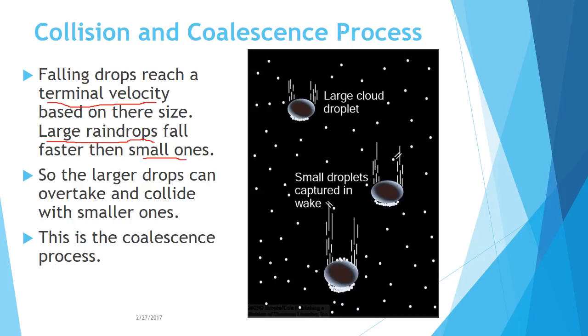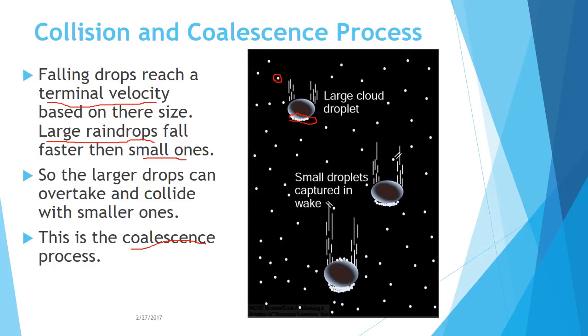So larger droplets fall faster than smaller ones. You see over here, this larger droplet will be falling faster, and it will catch up and pass some of these cloud droplets here. As it does that, it gathers them up in front of it and will absorb them. By overtaking them, you have collisions with smaller ones. And so this process is called coalescence.